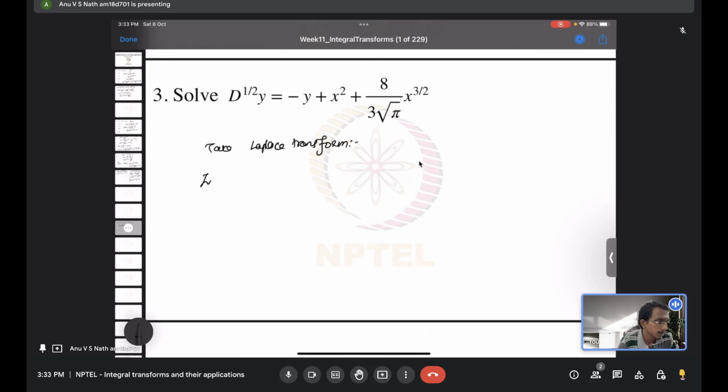So we'll take the Laplace transform of d raised to half y. Let's say this is equation 1. First we need to take the Laplace transform of all the terms. Let the Laplace transform of y, which is a function of x, be equal to y cap of s.